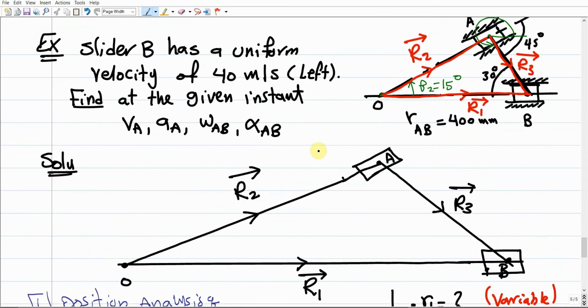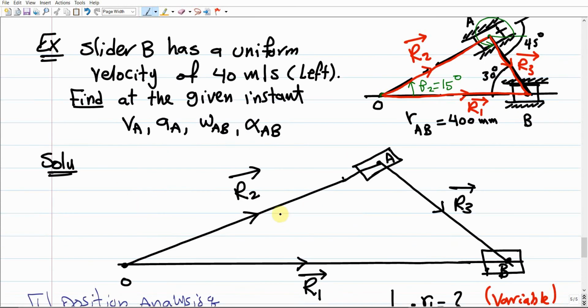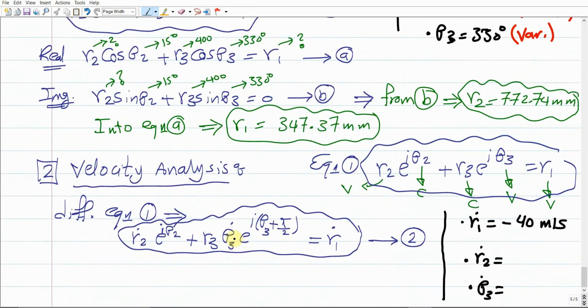So this R dot should be V, which means it should be the sliding velocity of slider A. Do I have the sliding velocity of slider A? Is it given? No, it is not given, and it is required. So what does it mean? It means that R2 dot is unknown. Remember that we are allowed only two unknowns for the velocity analysis.